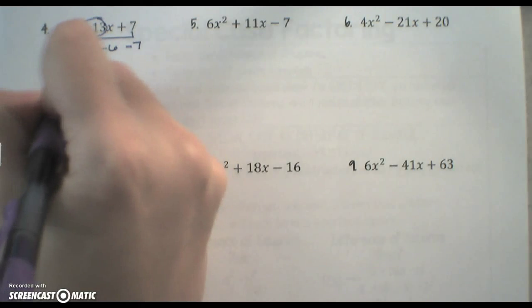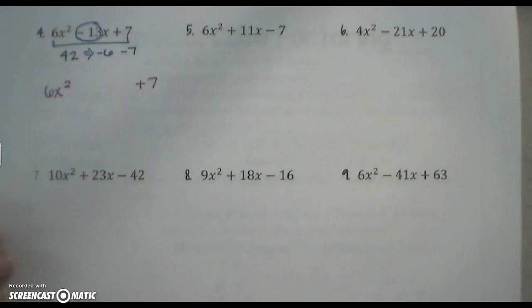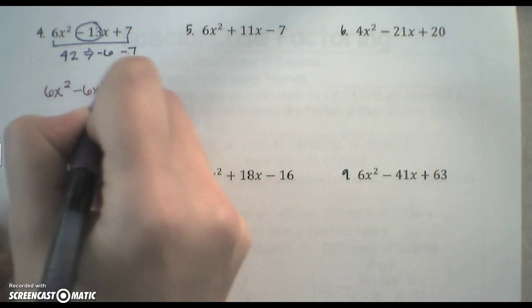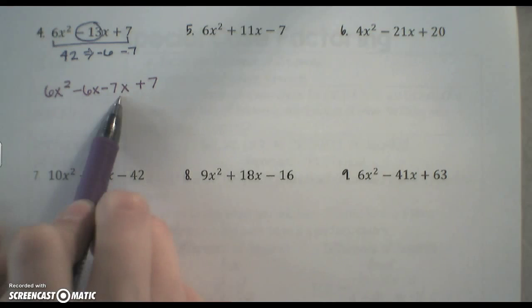So 6x squared, and I like to put my 7 at the back and then fill in my 2 middle terms to replace or split the middle. And it doesn't matter which order. Again, you can start with the negative 7x. Just make sure they both have an x.